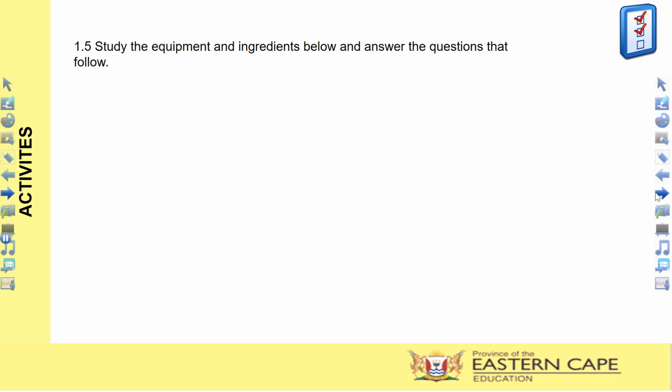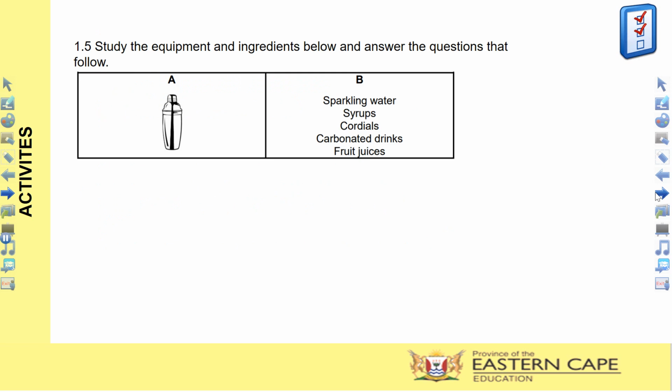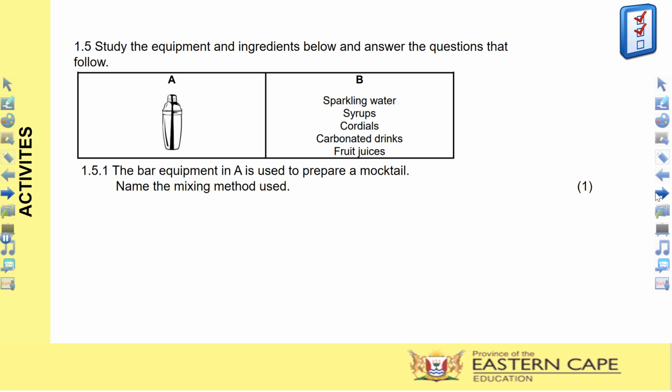Study the equipment and ingredients below and answer the questions that follow. You've got picture A, which is your cocktail shaker, and then in block B, you've got ingredients: sparkling water, syrups, cordials, carbonated drinks, as well as fruit juices. The first question: the bar equipment in A is used to prepare a mocktail. Name the mixing method used. So you need to look at the picture and then identify what type of mixing method can be used using that equipment.